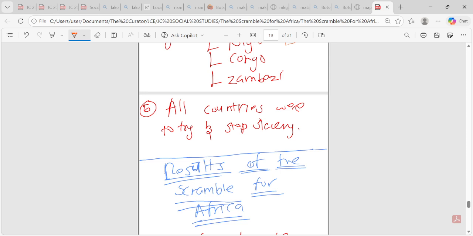They pushed against slavery. They wanted to demolish slavery. So it was written into the terms of the Berlin Conference that all countries were to try and stop slavery. Emphasis on try here. It was a very difficult thing to overcome, and on a sad note, I still think there is modern day slavery, but that's a topic for another day.